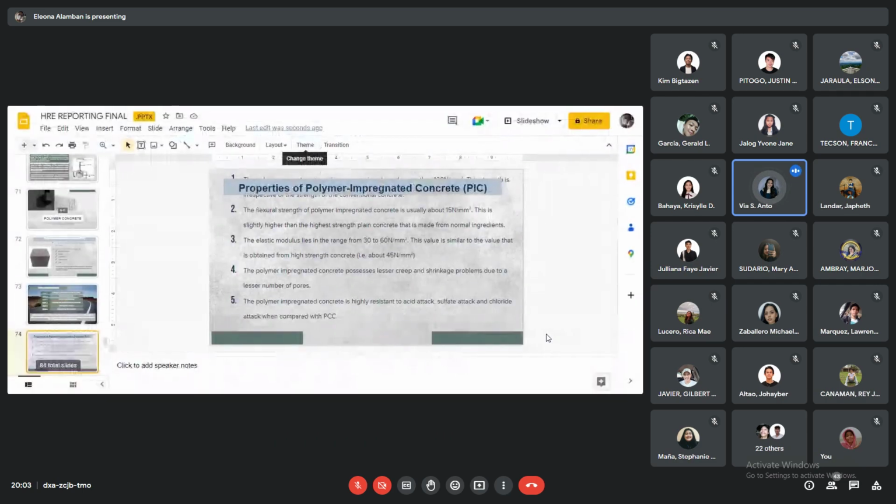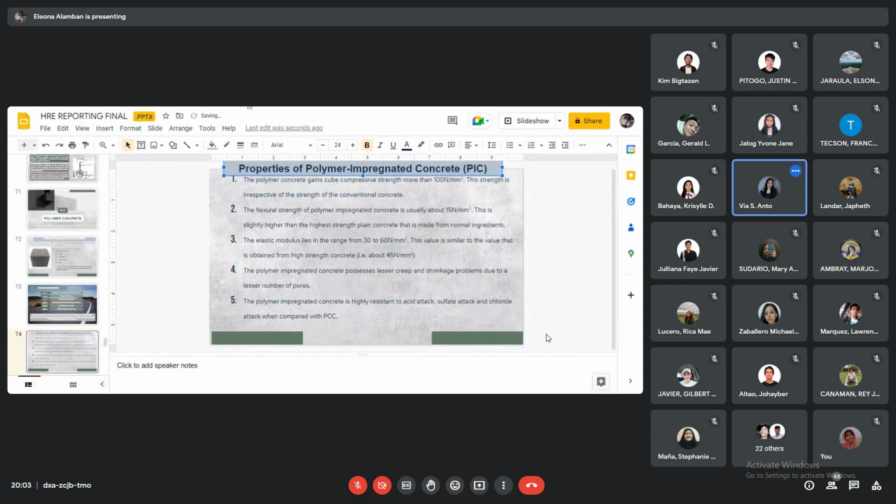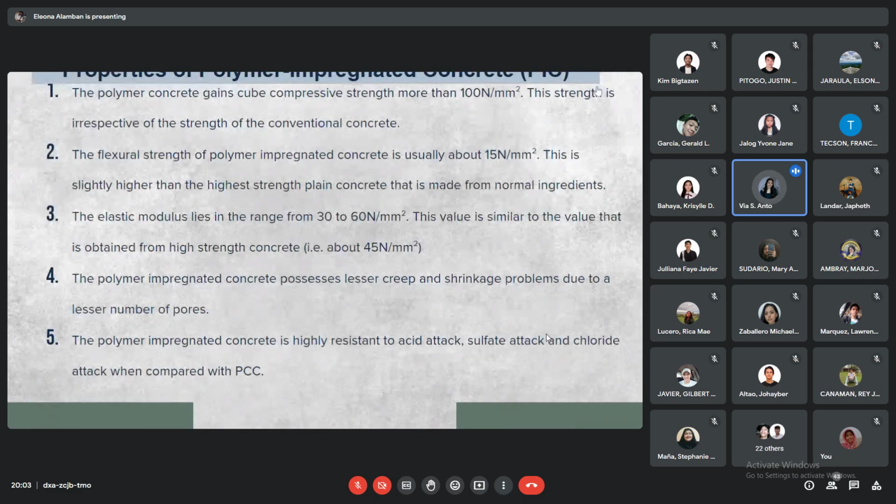So, what are the properties of polymer impregnated concrete or PIC? First, the polymer concrete gains cube compressive strength of more than 1000 Newton per millimeter squared. This strength is irrespective of the strength of the conventional concrete. Second property, the flexural strength of polymer impregnated concrete is usually about 15 Newton per millimeter squared. This is slightly higher than the highest strength plain concrete that is made from normal ingredients.